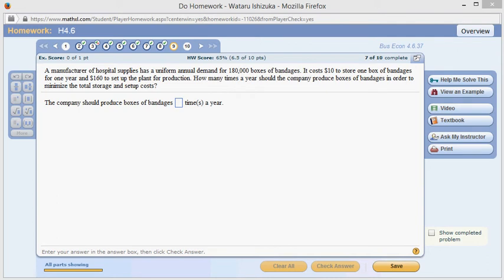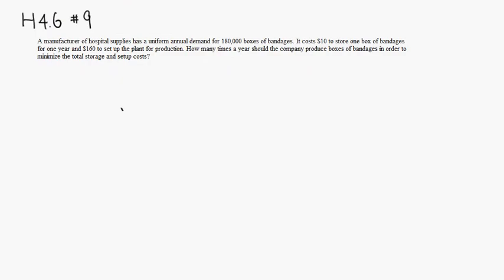Alright, let's look at homework 4.6, problem number 9. It says that the manufacturer of hospital supplies has a uniform annual demand for 180,000 boxes of bandages. It costs $10 to store one box of bandages for 1 year, and $160 to set up the plant for production. How many times a year should the company produce boxes of bandages in order to minimize the total storage and the setup cost? Alright, so let's do that.